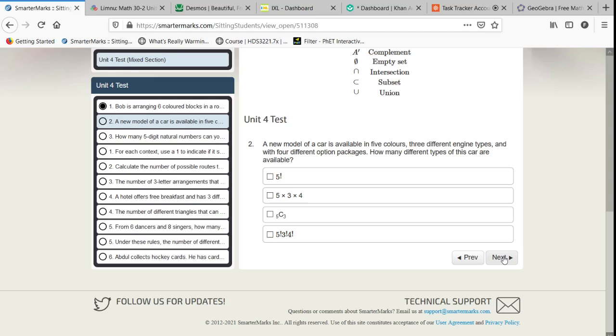All right. So here, a new model of car is available in 5 colors, 3 different engine types, and with 4 different option packages. How many different types of this car are available? And here we don't even have to do the numbers, we just have to recognize what the approach is. This is a fundamental counting principle question. I see the answer in the chat there. That's the correct one. Yeah, 5 times 3 times 4. So there are 60 options, but we don't need to get to the 60. We just need the 5, 3, 4.